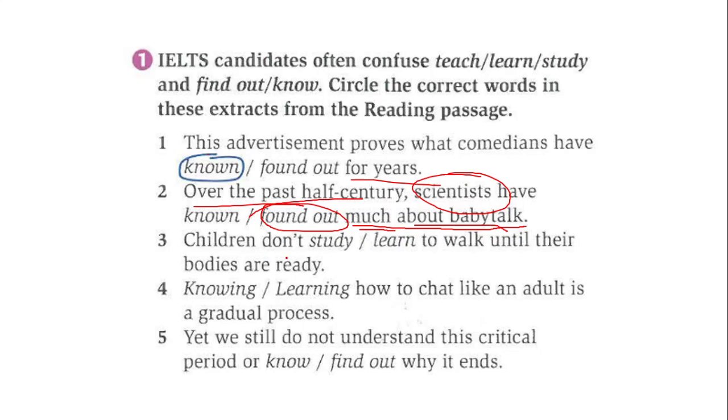Number 3, children don't blah blah blah to walk, that is a skill, so we use learn. How to chat like an adult, that's also a skill, we use learning, not knowing. It's also a gradual process. There's a process involved there. Yet we still don't understand this critical period. Or no. No means have the information. We don't have the information until today. Yeah? Or no. So that's the answer.